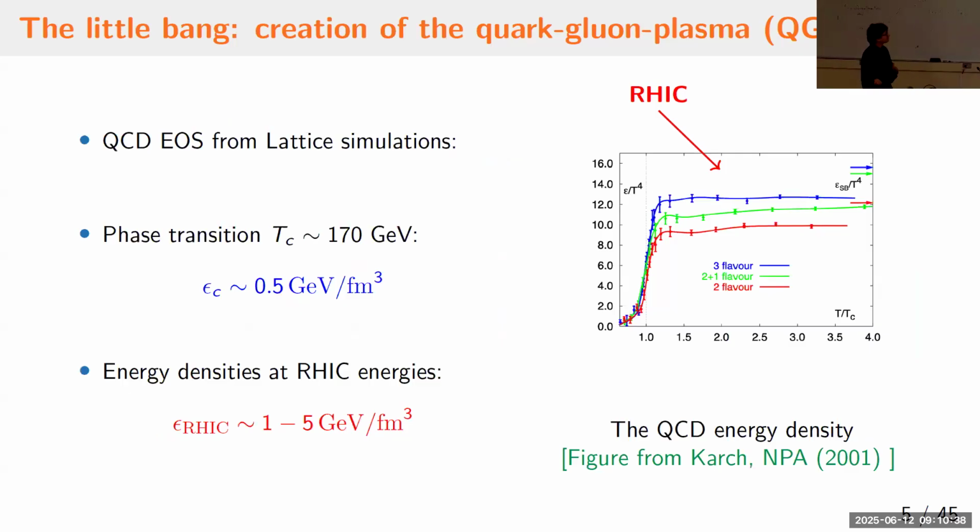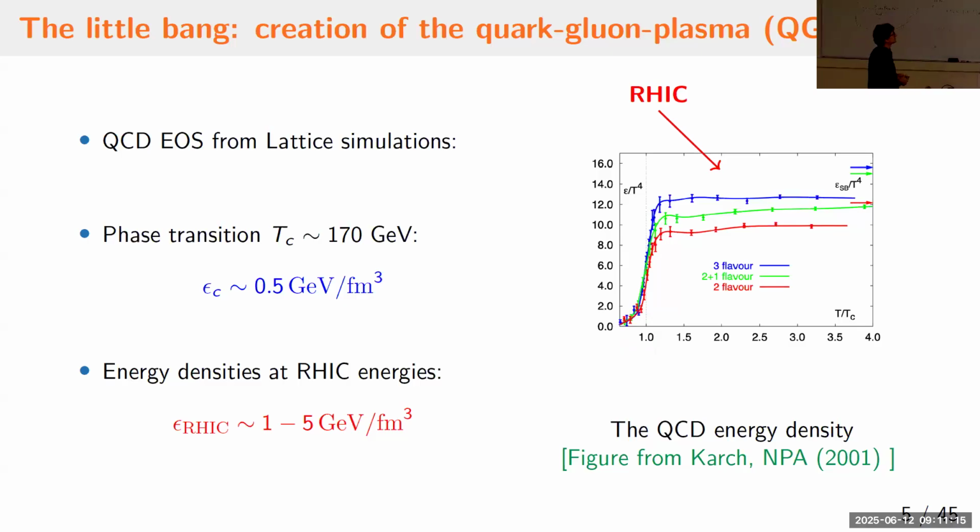All right, so what are the energy densities we're talking about? This is just an estimate based on lattice simulations. This is the QCD energy density as a function of the temperature. Initially you have just a gas of hadrons, and after a certain point, as you heat up, at a given temperature, which is of the order of 170 MeV, not GeV, of course, that is a typo, the system undergoes a phase transition.